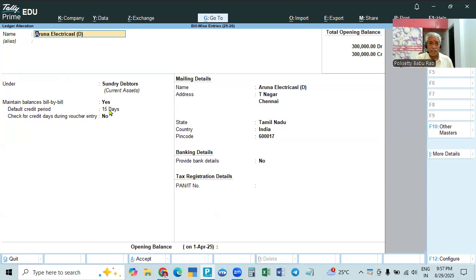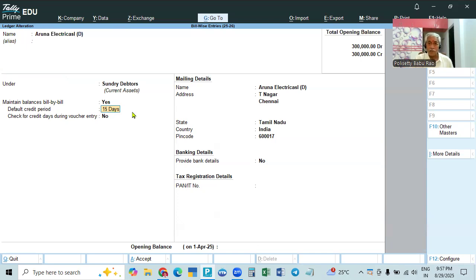And this is the default credit period. The credit period will be fixed by the seller, and the buyers have to pay before that period. After completing this period, the date is called the due date. So the amount is to be paid before the due date. If an outstanding bill crosses the due date, then it is called overdue.